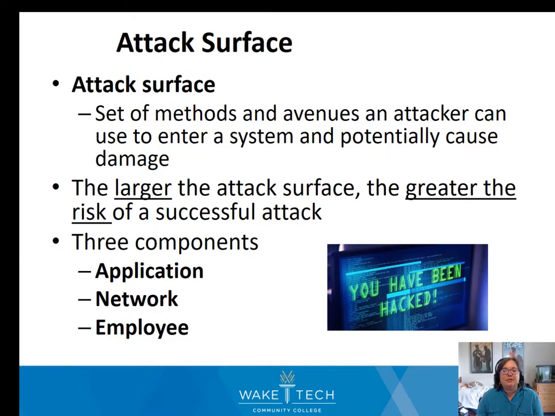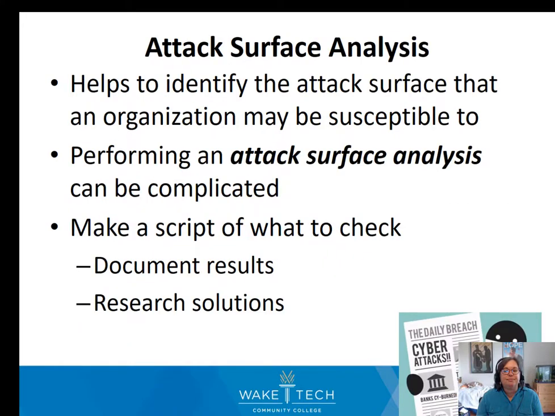The attack surface is defined as a set of methods and avenues an attacker can use to enter a system or potentially cause damage. We're going to get into the 3 types in greater detail. There are different amounts of attack surface. The 3 areas that we study are application, network, and employee. And the employee by far is the greater risk and the greater attack surface, because anything involving humans is prone to error, but also prone to manipulation, and that's the big problem.